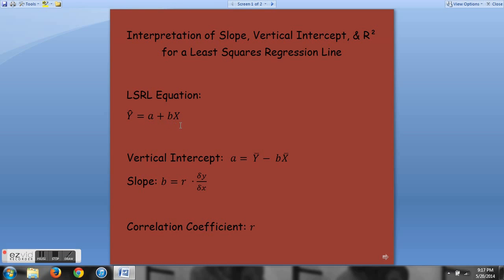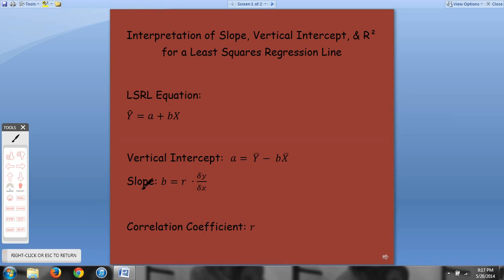Your a is your vertical intercept, which is equal to the mean of your y minus your slope times the mean of your x. If you were given a table or any set of values, you could find that out yourself. It's pretty self-explanatory. There you go, I underlined it for you, and those are your means.